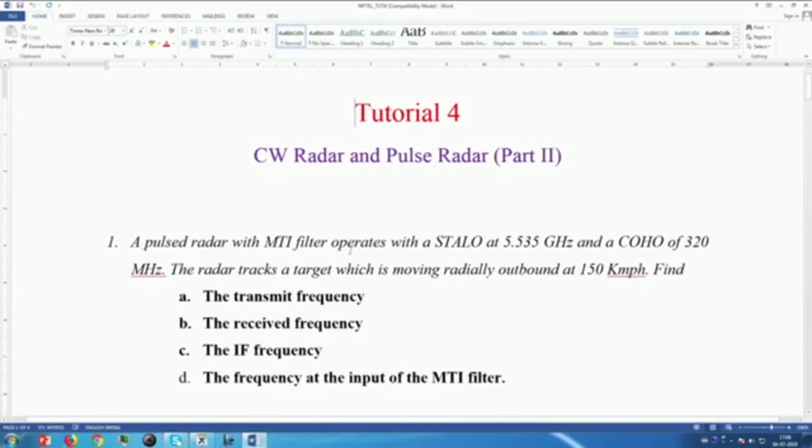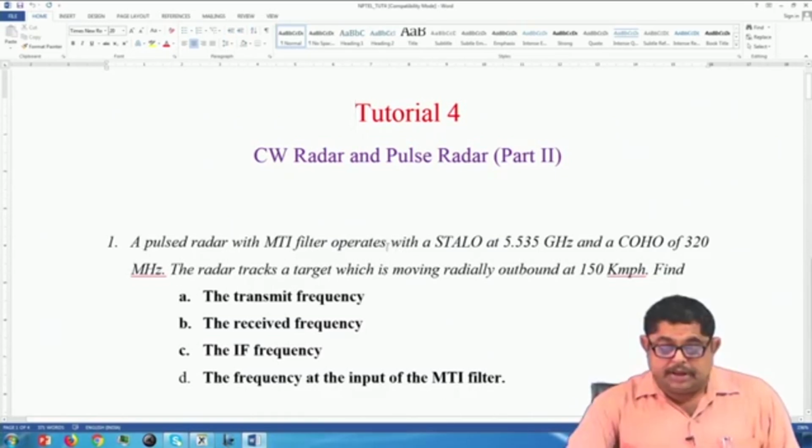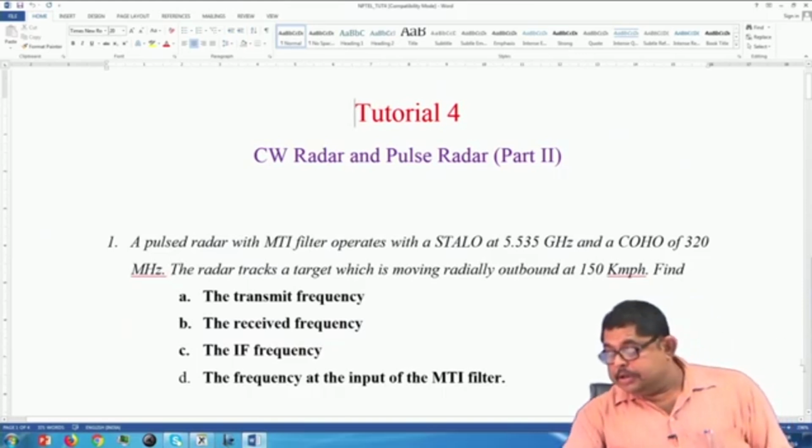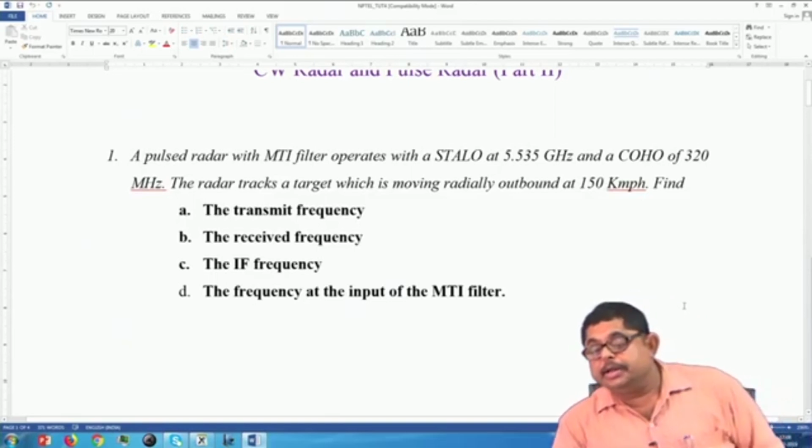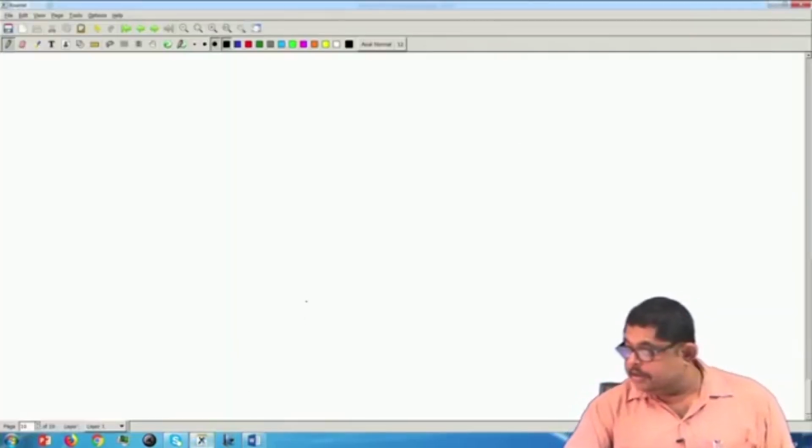A pulse radar with MTI filter, that means the classical pulse radar, operates with a stalo at so and so gigahertz and a coho of so and so megahertz. The radar tracks a target which is moving radially outbound at 150 km per hour. Find the transmit frequency, the received frequency, the IF frequency, and the frequency at the input of the MTI filter. So, this is a classical thing. If you just remember the block diagram, we can do this.